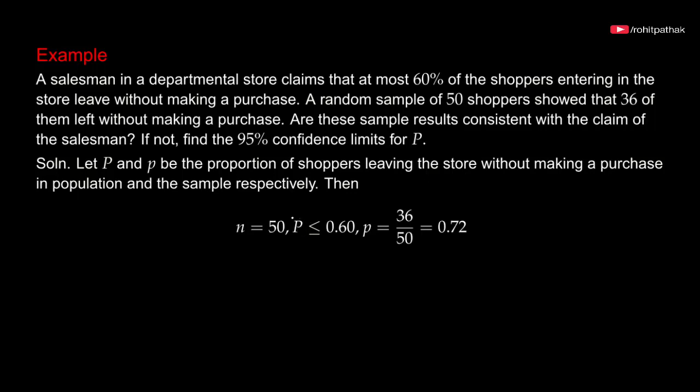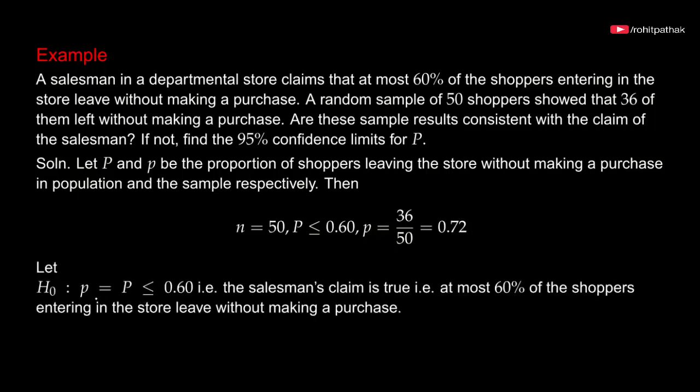Capital P, the proportion of shoppers leaving without making a purchase, is less than or equal to 0.60 as claimed. Sample proportion, 36 out of 50, means 0.72. Here we set H0 as P less than or equal to 0.60. That means the salesman's claim is true. That means at most 60% of the shoppers entering the store leave without making a purchase.